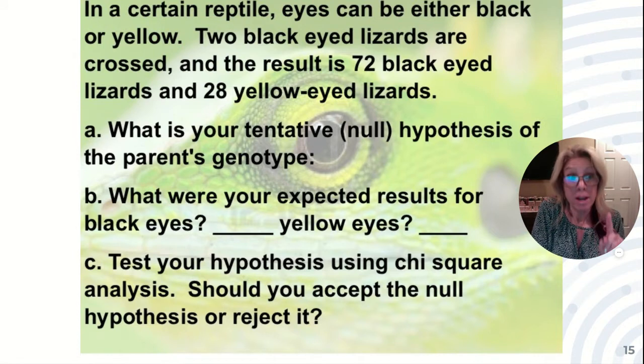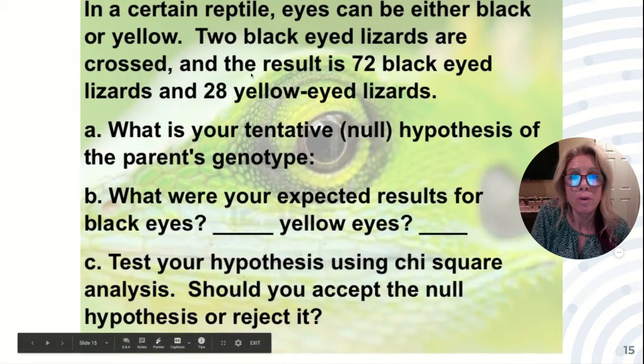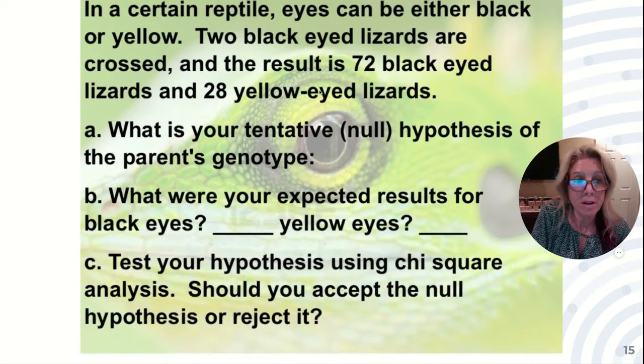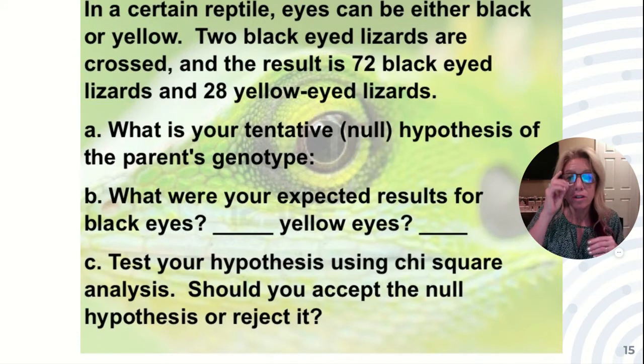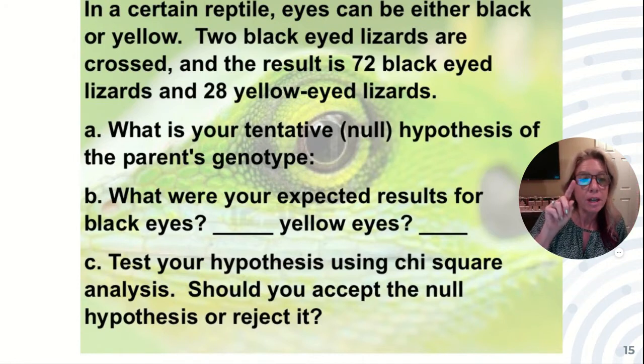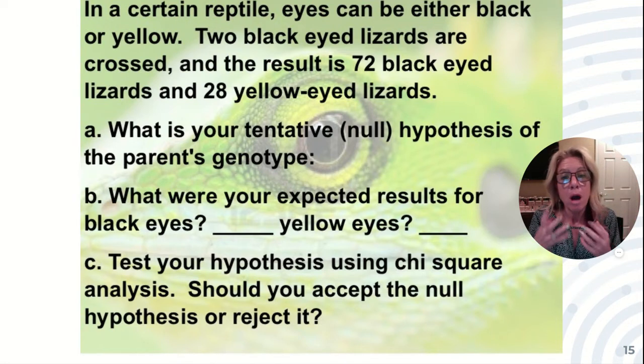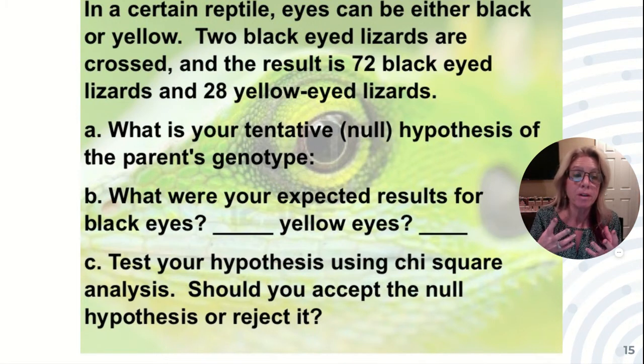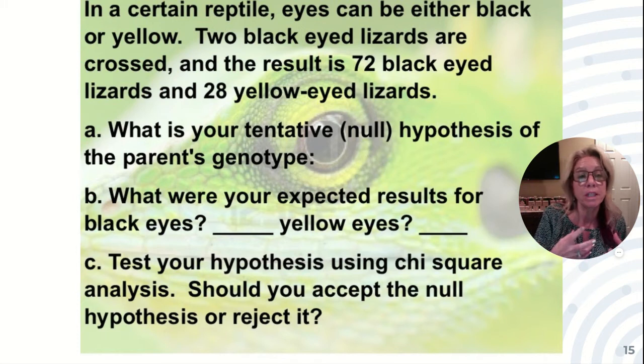All right, I'm going to start talking about the answers now. In this case, when I read something like this, I would assume that black eyes are dominant over yellow eyes because you can't hide that dominant trait. So I had two black-eyed lizards, but they were hybrids. They were each carrying big B, little b. The little b would represent the yellow allele. So my hypothesis would be simple dominance, that these two parent lizards were hybrids, and I would have predicted a 3 to 1 ratio in the offspring.